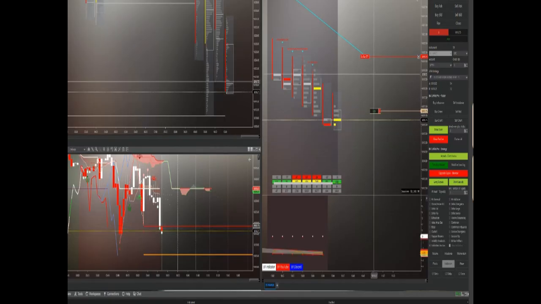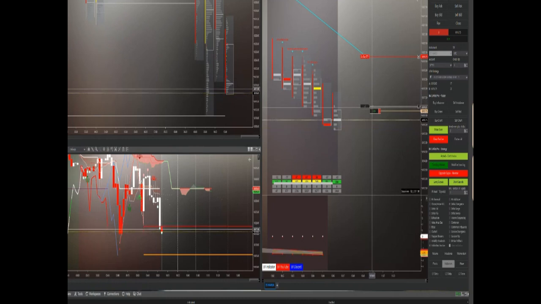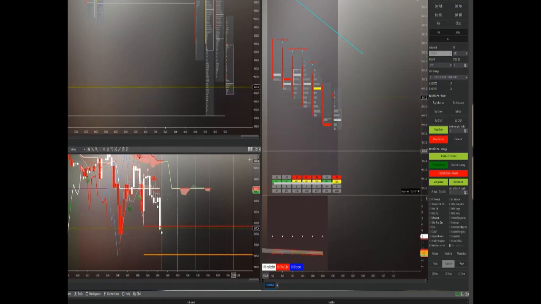Constantly making a circle there. Looking at my position, I want out of that right now.